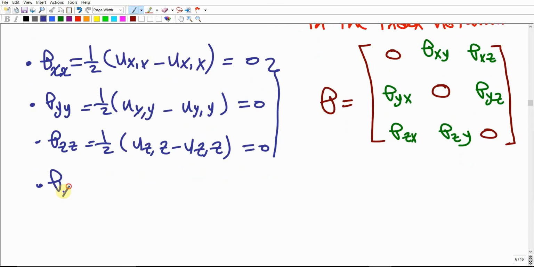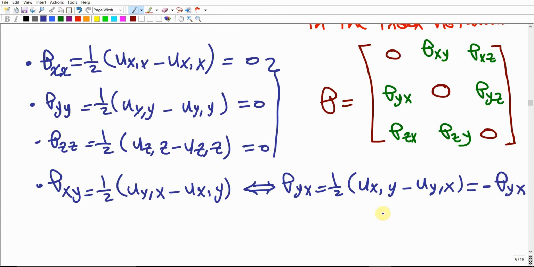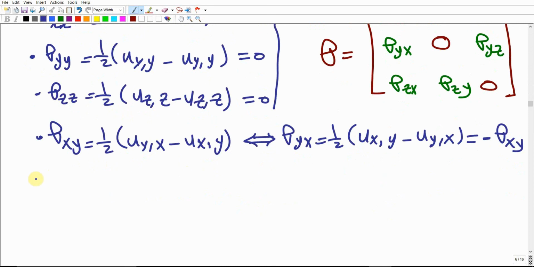So if I ask you how much is theta xy, it's going to be 1/2 (uy,x − ux,y). But theta yx is going to be 1/2 (ux,y − uy,x). As you can see, there is a difference in sign. If you put this one similar to uy first, then ux, you have to have a negative sign here. This indicates that this one is the negative of theta yx, I'm sorry, the theta of xy, and this is one of the properties of the skew symmetric tensor.